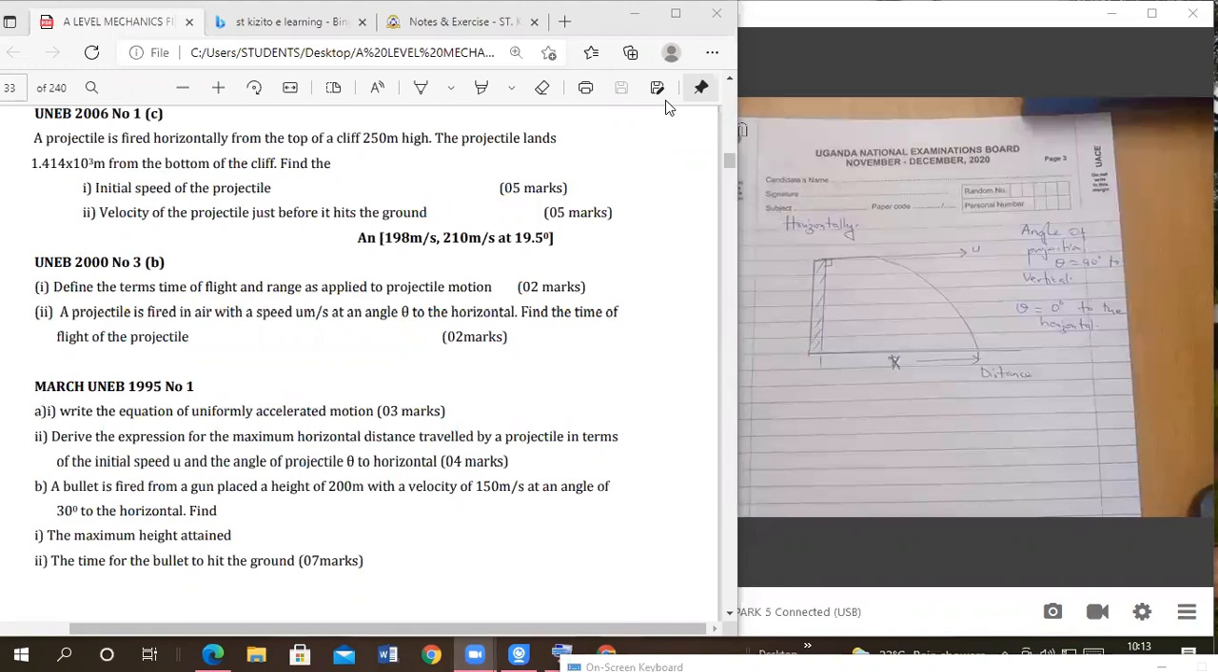Yeah, but the notes are different. The notes are different from this one I'm using. No, Stephen, you're lying.